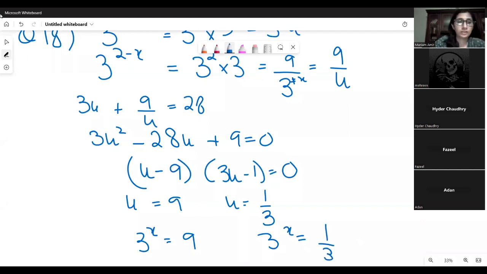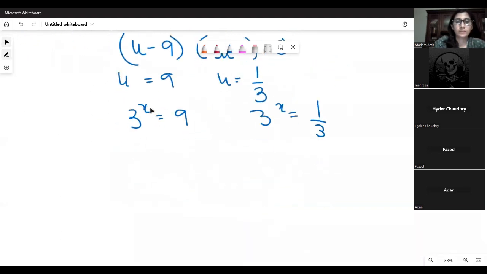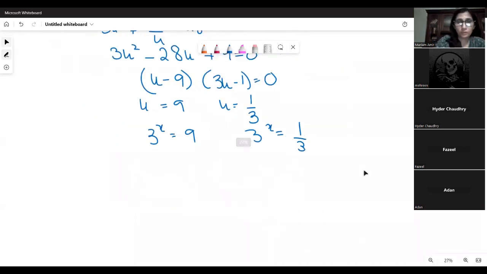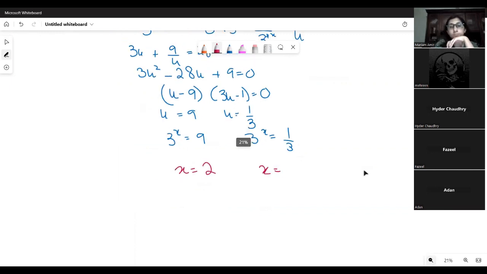You don't need a calculator for this. What will the power of x be? For the first one, x will be 2. And for the second one, x will be minus 1. 3 power minus 1 is 1 by 3.